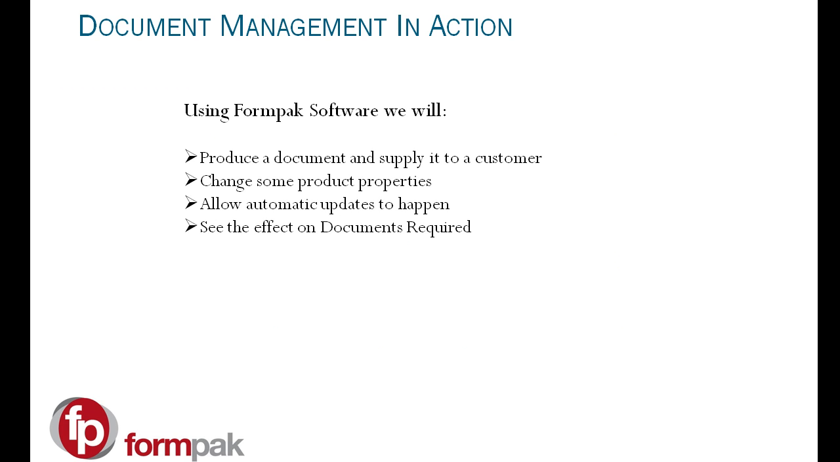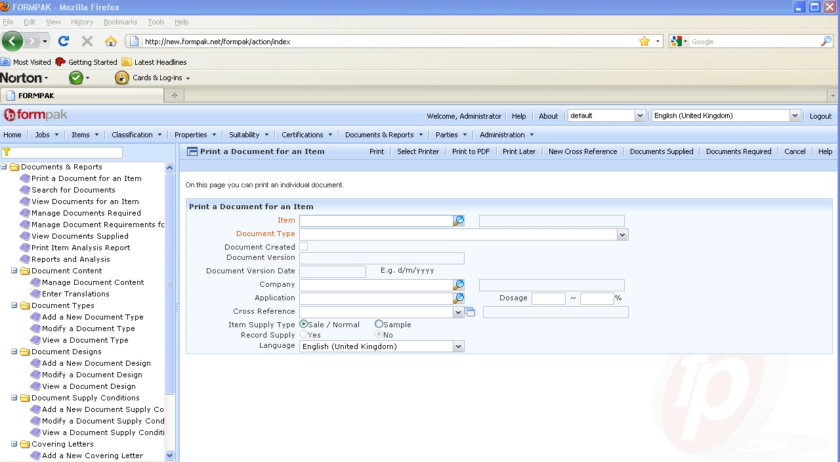First we'll generate a safety data sheet and supply it to a customer. Then we'll change some properties. We'll then trigger automatic updates using automatic processing and see the effects of our change. Here we are in Formpak in the Print a Document task. This deceptively simple function authors and prints documents based on the template and the properties of the product. We can select a product or item, for example lemon oil.